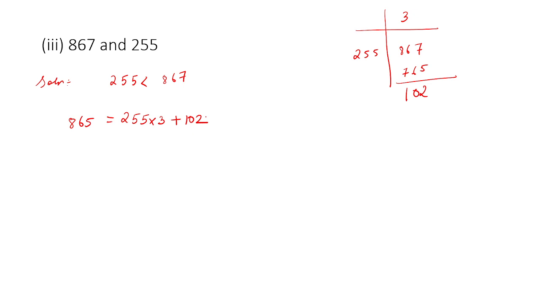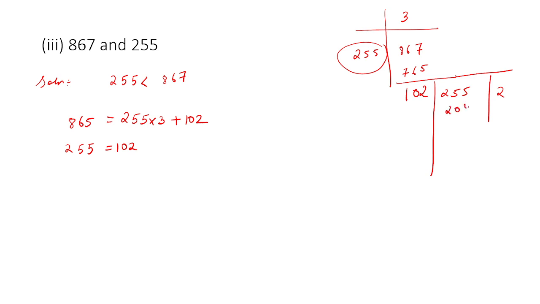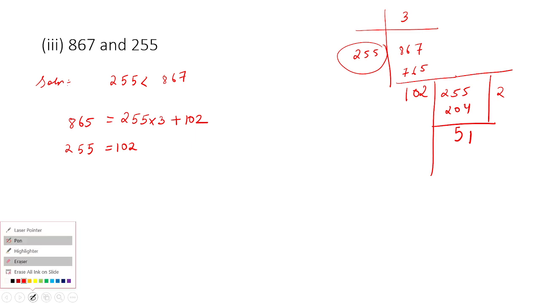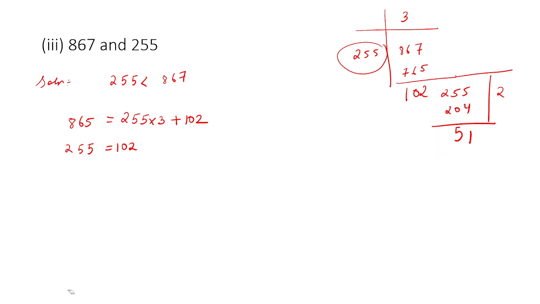Now we need to keep on proceeding till we get the remainder 0. So next you'll have to bring this 255. Our new divisor is 102. So you just check, 102 into 2 gives you 204. So this is going to become 1, and this is going to be 51. Now that means 255 is 102 into 2, that is the quotient, plus the remainder, and the remainder was 51.